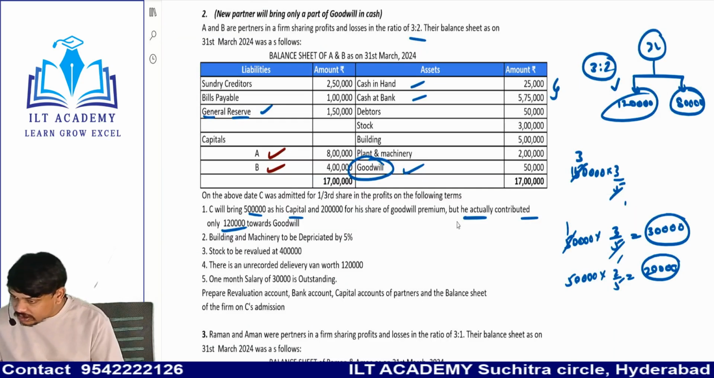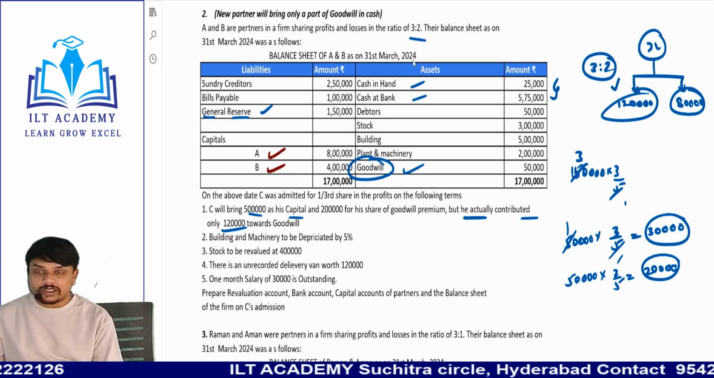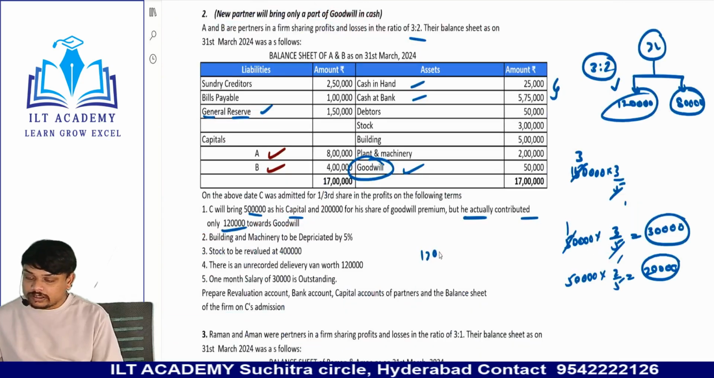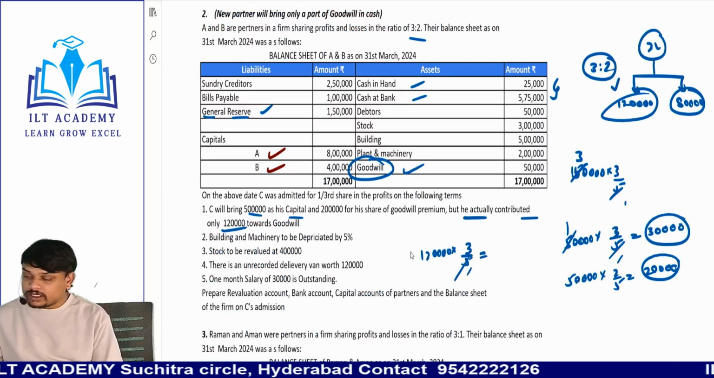Do we have any new ratio? The third, C, was admitted. No, there is no adjustment. So only 3:2 is the ratio. So 1,20,000 into 3 by 5. Yes, 5 ones are 5.